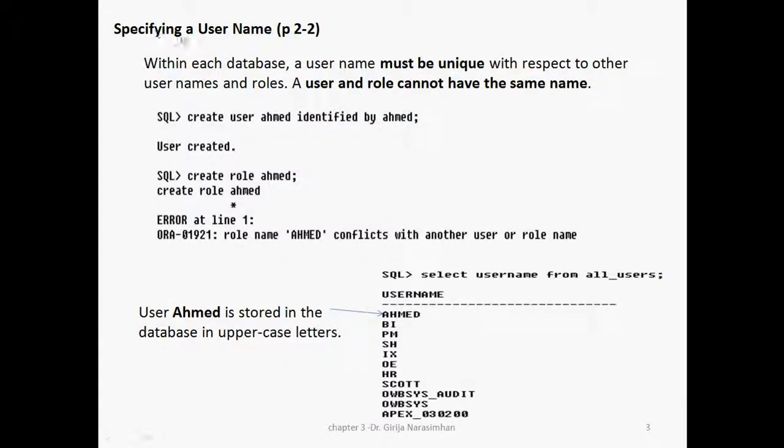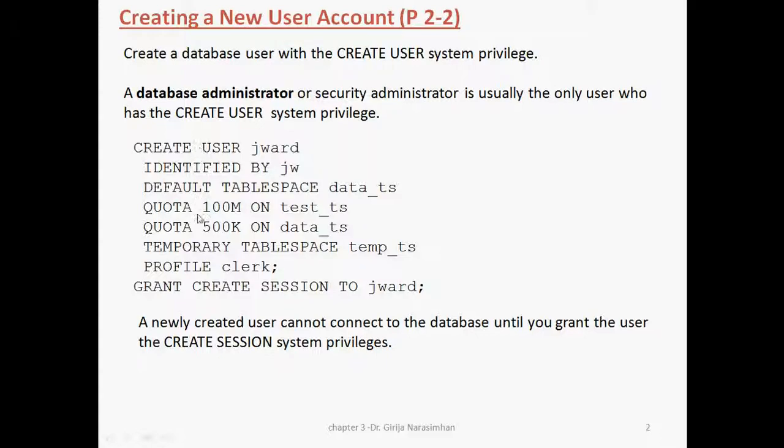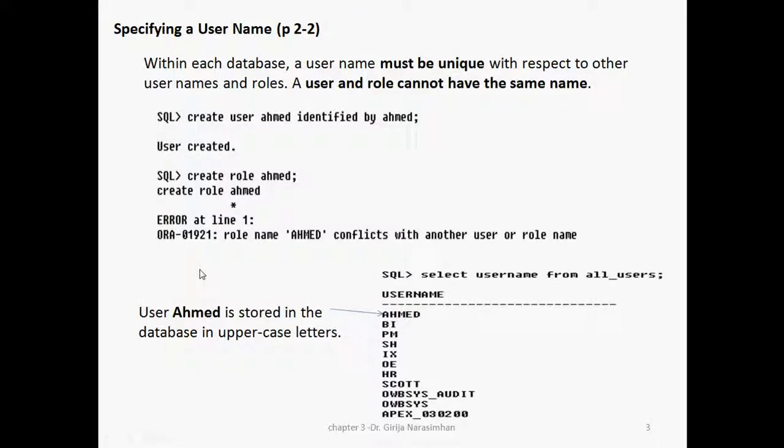Part number 1: how you specify the username. Create user, Ahmed is the username, identified by Ahmed. This is the first line. What I want to do is divide this single statement into 5 different parts. This single line is part 1. Part 2 is default, part 3 is quota, part 4 is temporary, and part 5 is profile. This way my lecture will continue. Number 1 is creating the user: create user Ahmed identified by Ahmed.